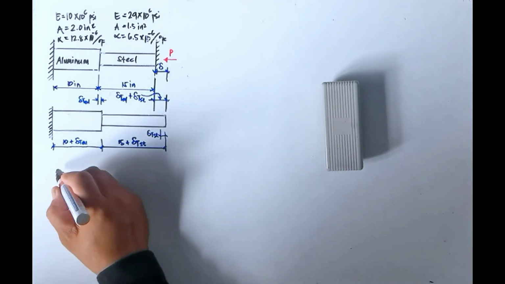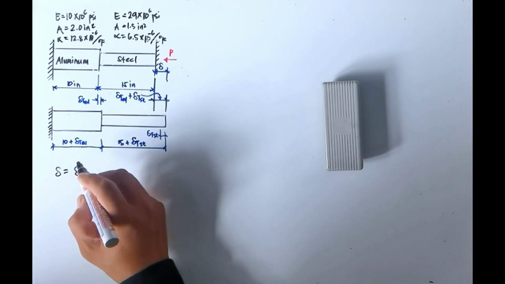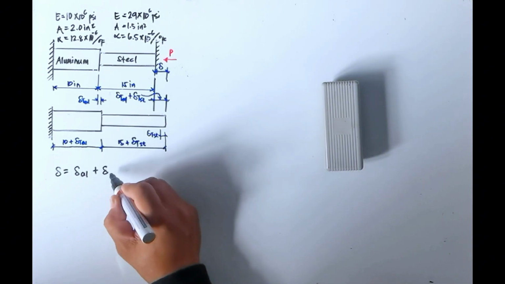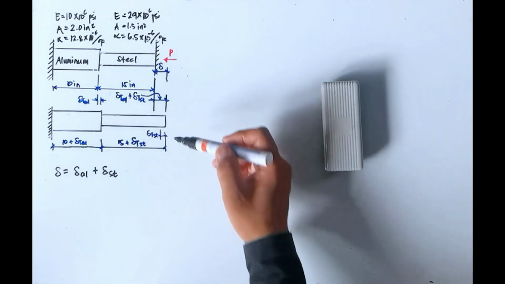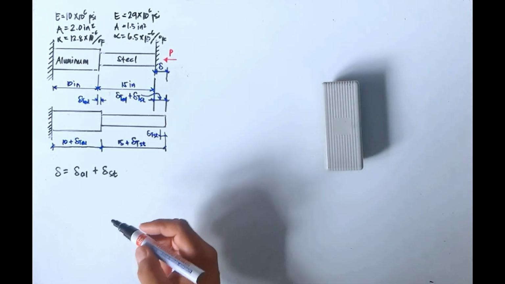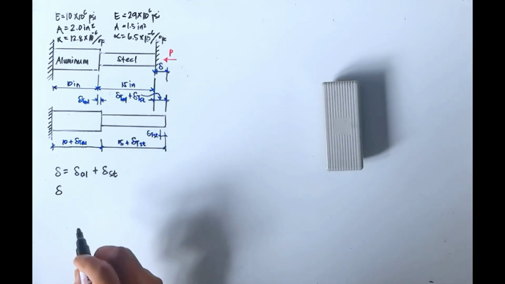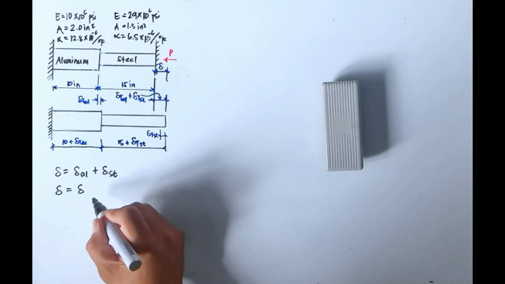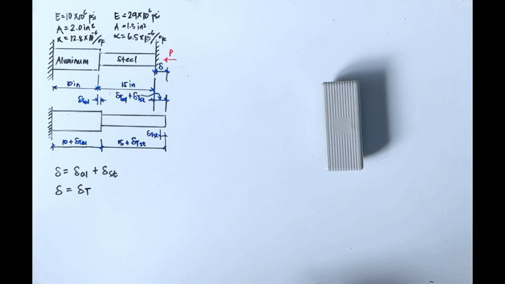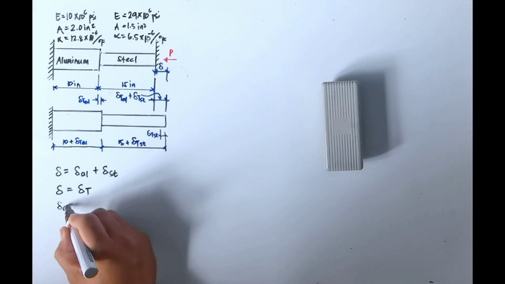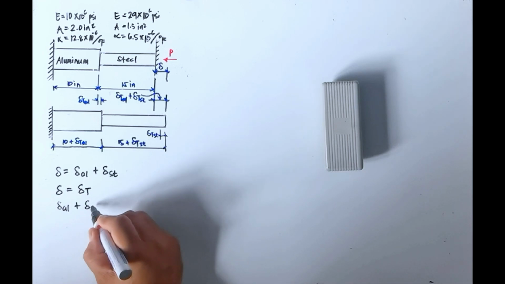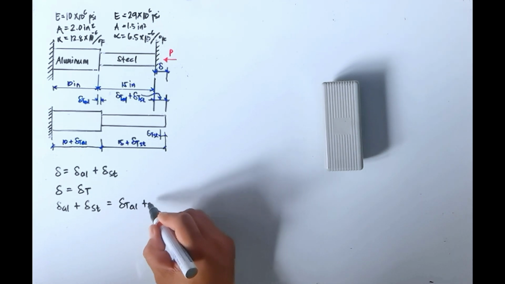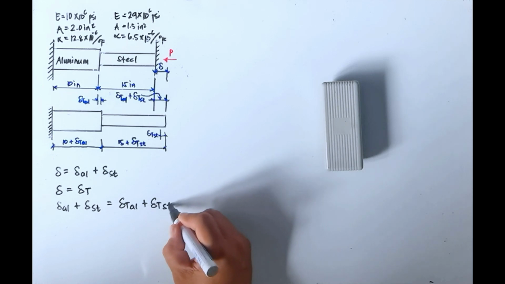Now that delta is actually the sum of the axial deformation for the aluminum plus the axial deformation for the steel. From this diagram here, we can say that this total axial deformation is equal to the total thermal deformation. That's axial deformation for the aluminum plus the axial deformation of steel equals the thermal expansion of the aluminum plus the thermal expansion of the steel.